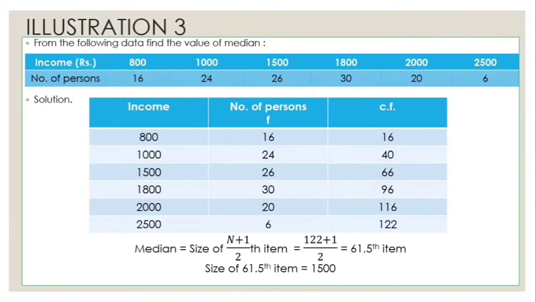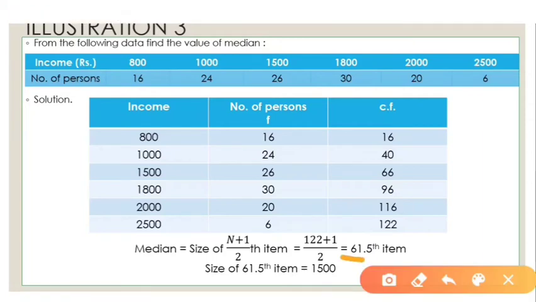After that, the median will be the size of the (n plus 1) by 2 th item. Here n, the sum of frequencies, is 122. So it will be (122 plus 1) by 2, that is 61.5th item. So where does 61.5 lie in the cumulative frequency? It lies between 40 and 66. So we have to take the higher term. So the median will be 1500. This was the case of a discrete series.